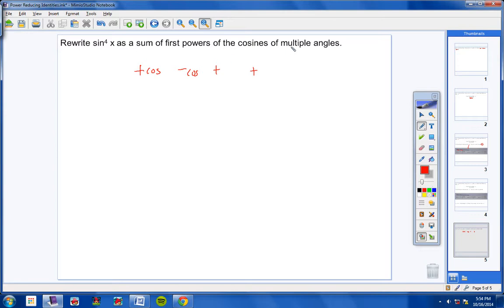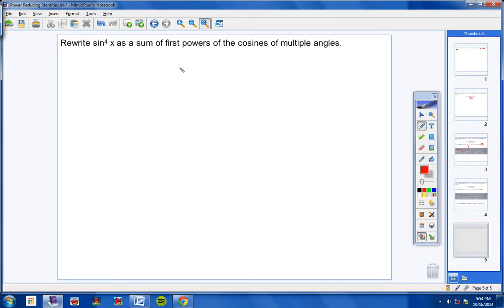And then your angle will be multiple angles. So you won't have an x here. You might have a 2x, or you might have a 3x, plus cosine of 4x, etc. Okay, that's what we're going to do. We're going to split this up into a bunch of cosines of one power and multiple angles. Okay, so here we go.